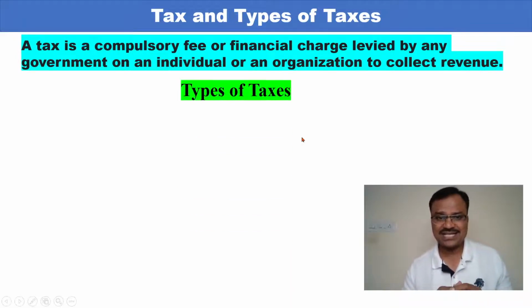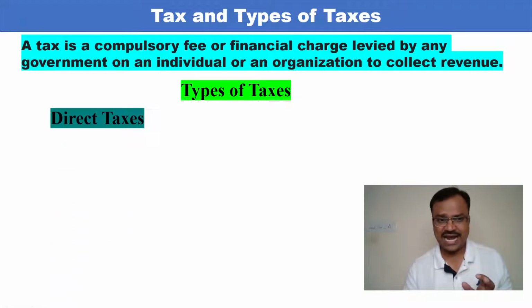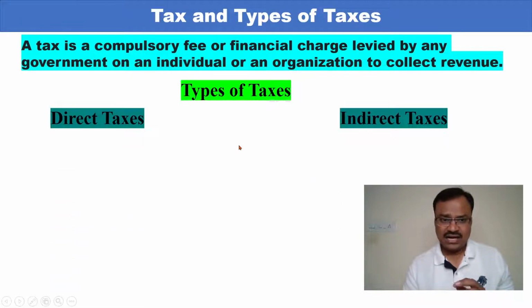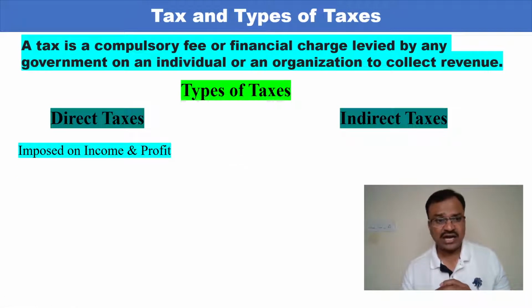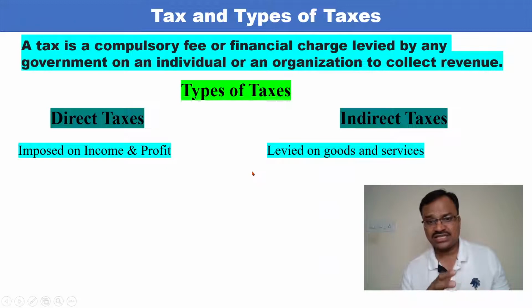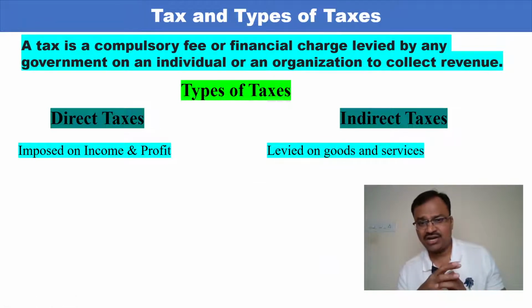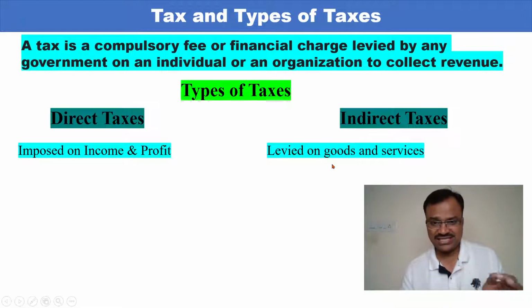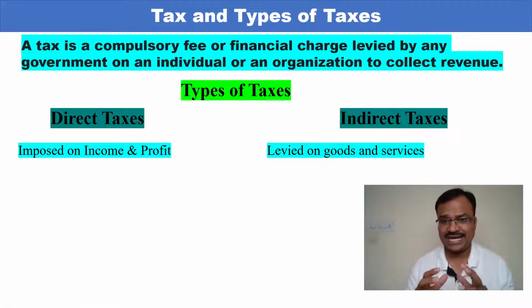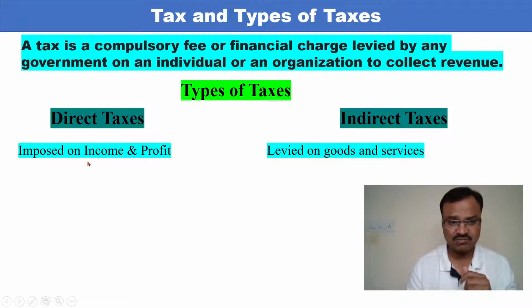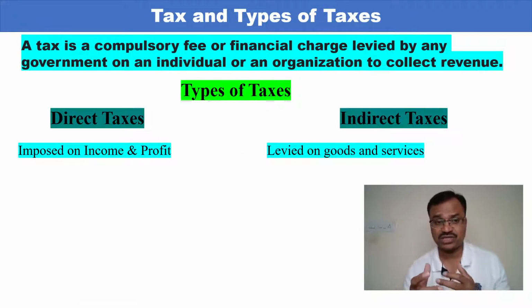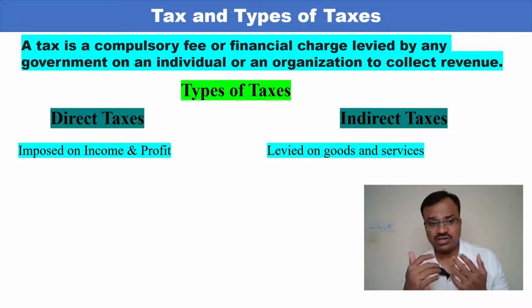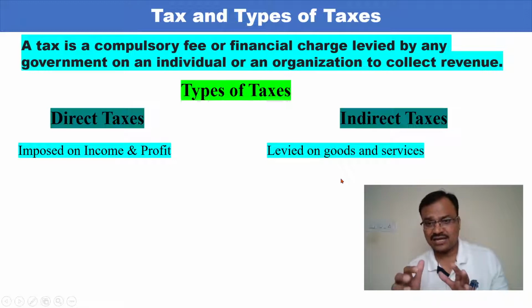Broadly, these taxes are classified as direct taxes and indirect taxes, right? Direct taxes are those taxes which are imposed on the income and profit of an individual or the organization. And indirect taxes are those taxes which are generally charged or levied on goods and services. So this is the first point of distinction between direct tax and indirect tax. That is, direct taxes are imposed on income and profit of the person or the organization, and indirect taxes are charged or levied on the goods and services.